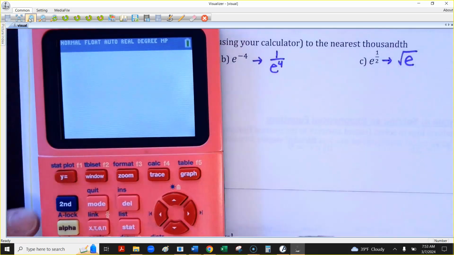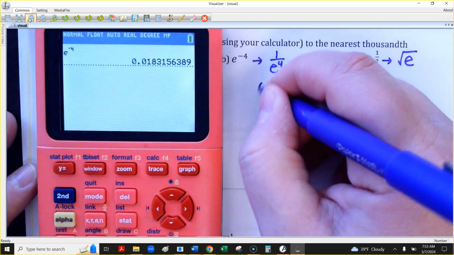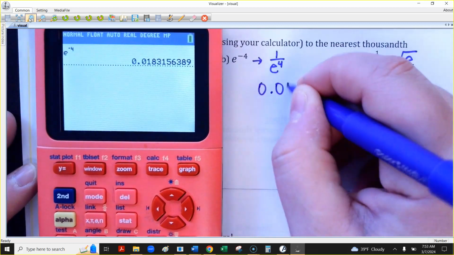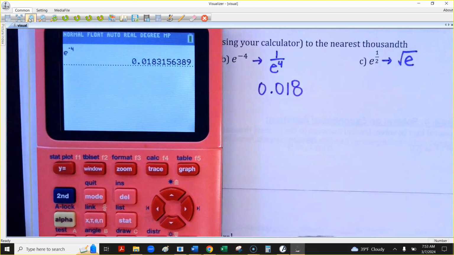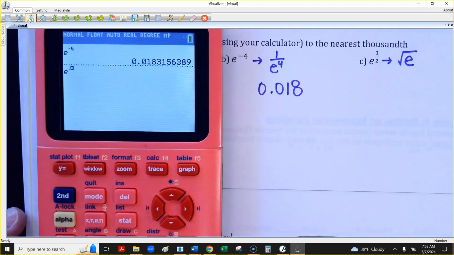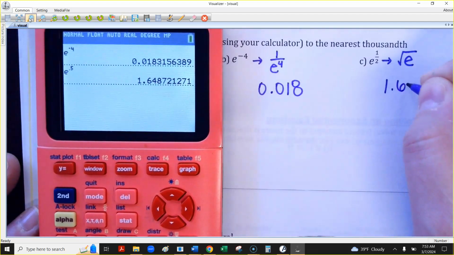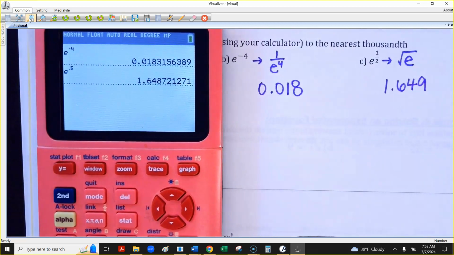So for E to the -4th, I'm just going to hit that second, find that natural log button, it says LN on it, and just use your negative key, don't use the subtraction key. So this is going to be 0.018, right, to 3 decimal places. That's literally all you have to do. And then the last one, I'm just going to do second, that little natural log button, and I'm going to type 0.5. You could do a half if you want to, but I'm just going to do 0.5. And this guy's going to be about 1.649.